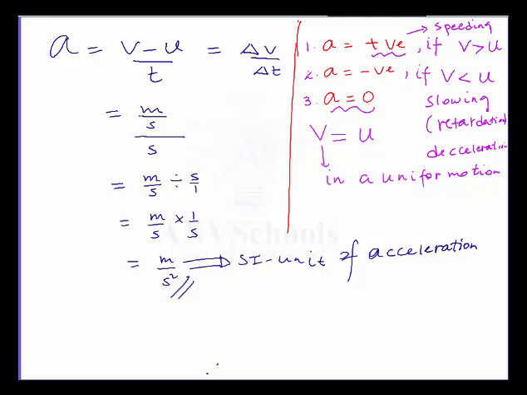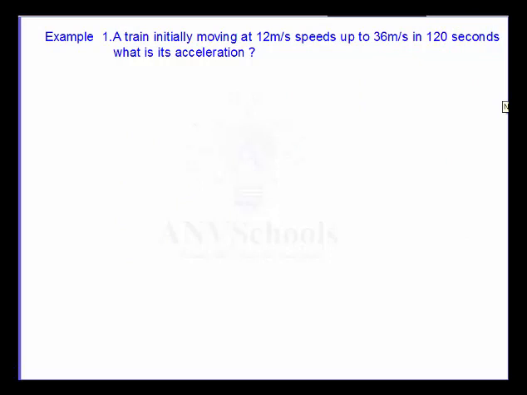Now let's solve some examples. A train initially moving at a speed of 12 meters per second. That's the initial speed. Let's write down the given quantities.